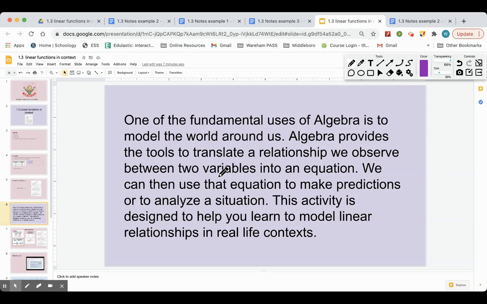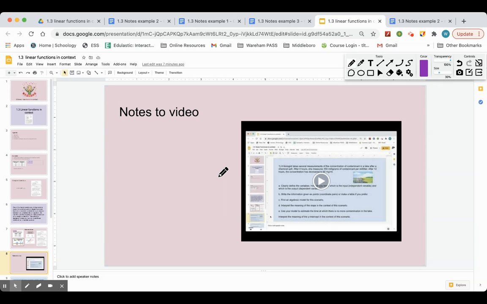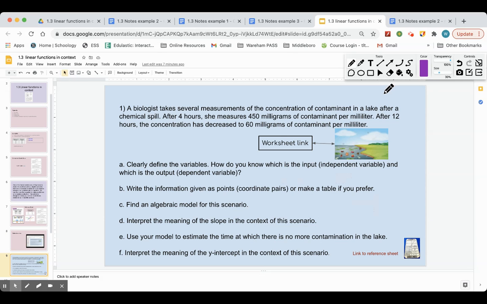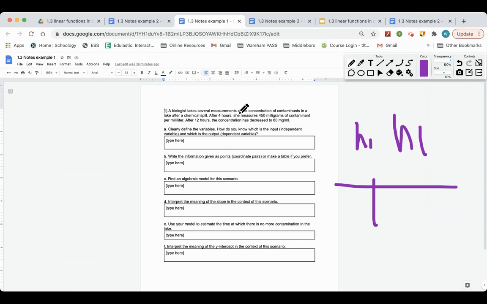So this is a nice cheat sheet that gives you all the information that you're going to need to help you with the next three problems. So video. So this is the problem. There is a link right here to the worksheet, and then you can always go back to the reference sheet. So your sheet looks like this.